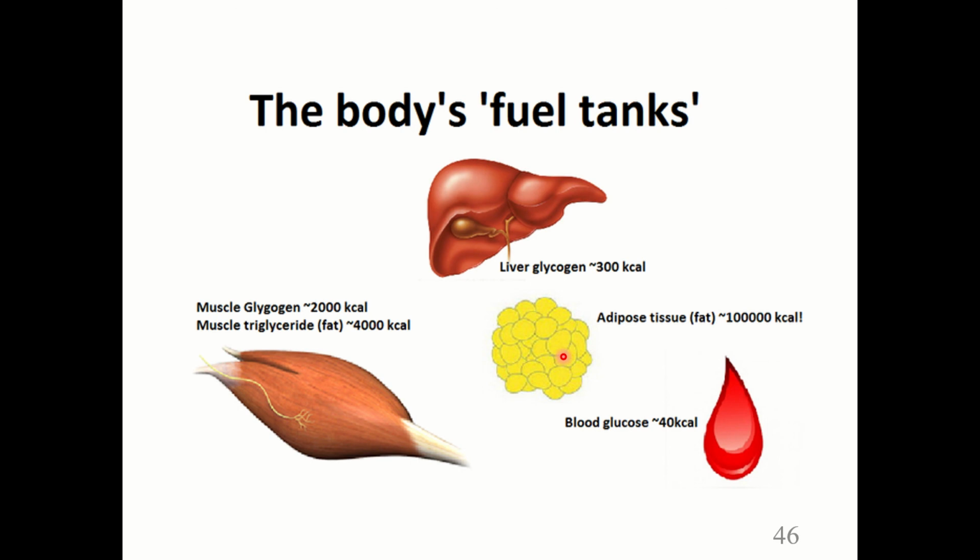The other body fuel tanks are going to store sugar. So the glycogen in the liver can only store so much sugar, about 300 calories worth. Once the liver is full of glycogen, then insulin will convert the remaining blood glucose into fat. Blood glucose itself can only contain about 40 calories of energy at a given time.